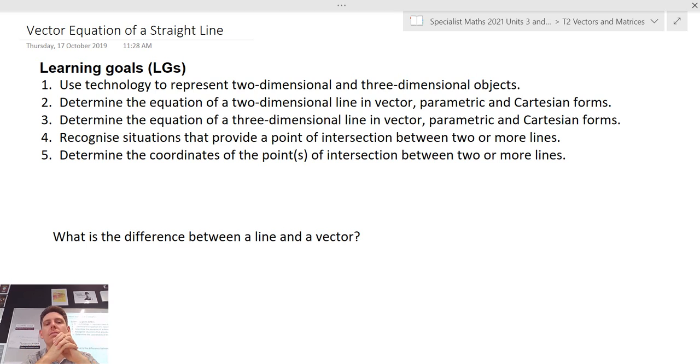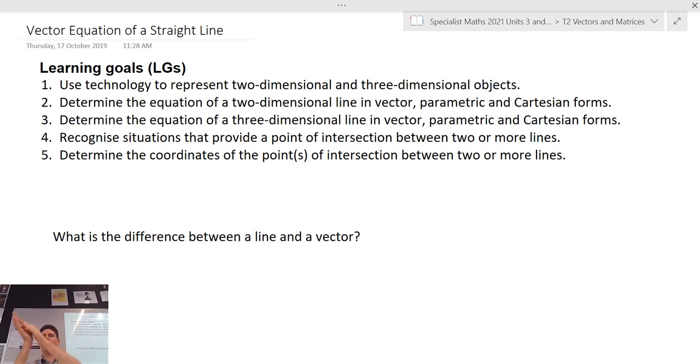A vector has a direction and magnitude, but you can put it wherever you want on the page, while a line has a start. Does that make sense? So you can put the vector wherever you want. You can put it starting over here, you can put it starting over there. As long as it has the same magnitude and same direction, it's the same vector.